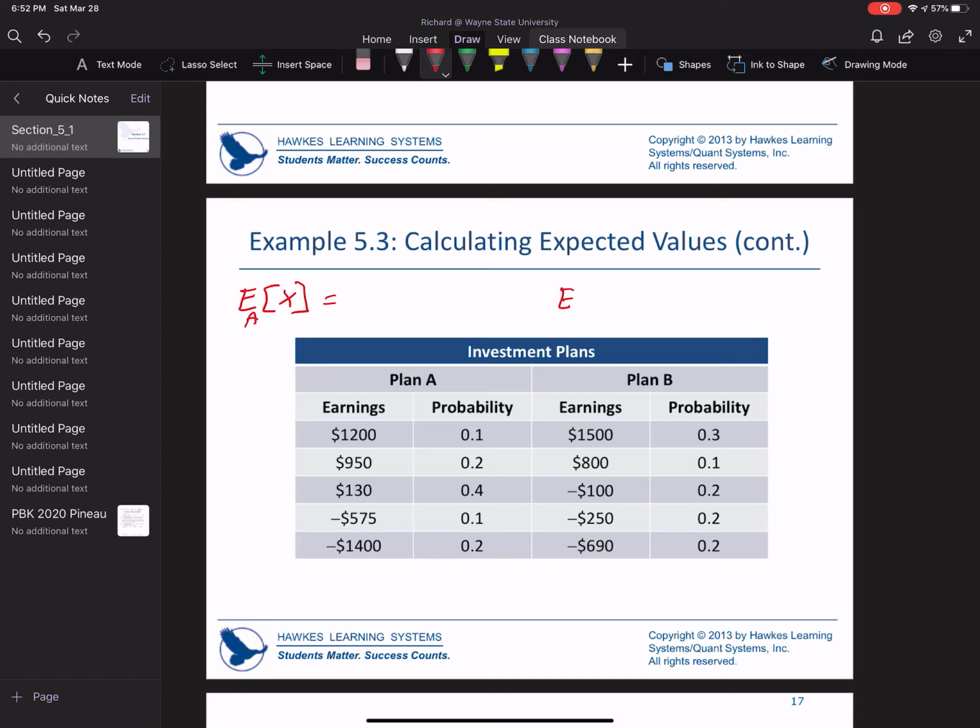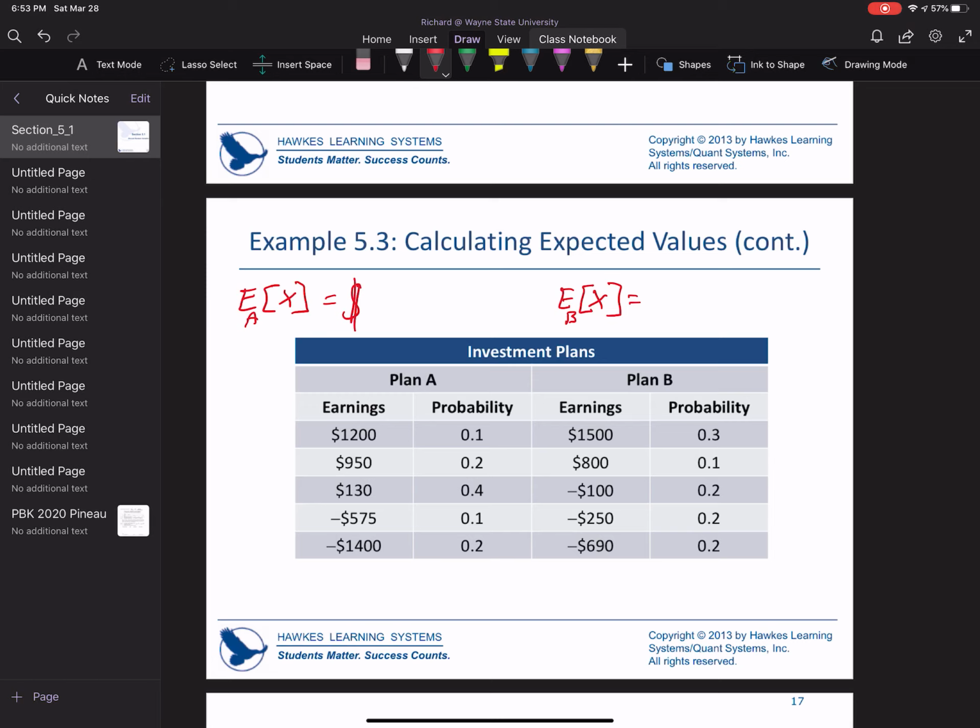And so what I would encourage you to do is to take a second, pause the video, and actually run the computation. So what you're going to do is take 1200, multiply by 0.1, and then add that to 950 times 0.2, and add that to 130 times 0.4, etc., etc. And you're going to get a number, and then you're going to do the same thing for plan B. So go ahead and pause the video and take a look. Okay, hopefully you have done that.